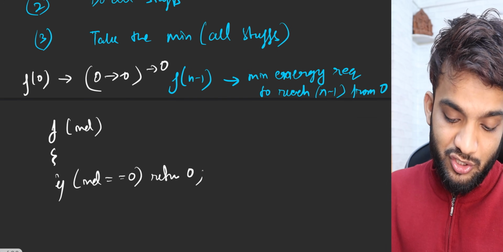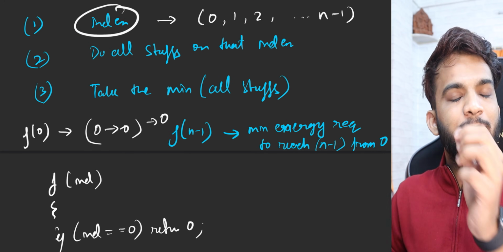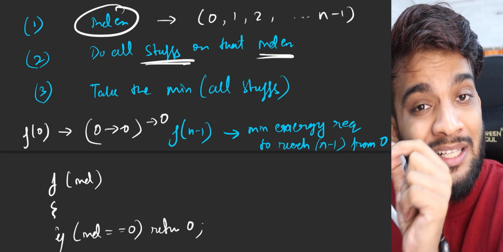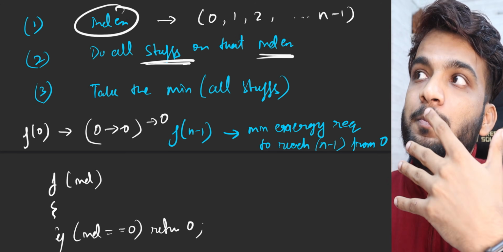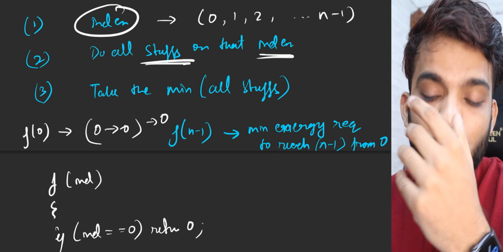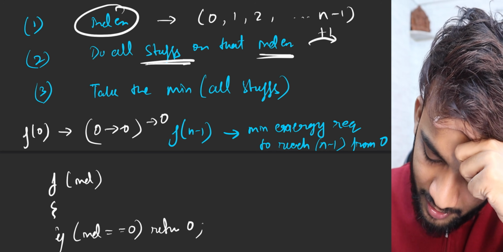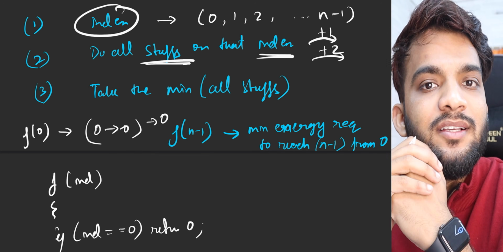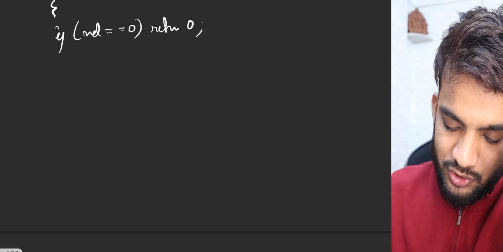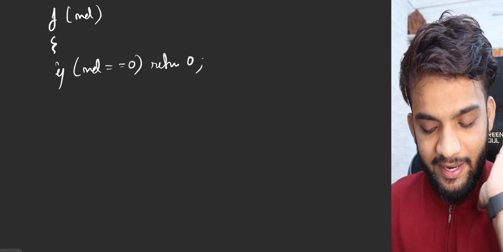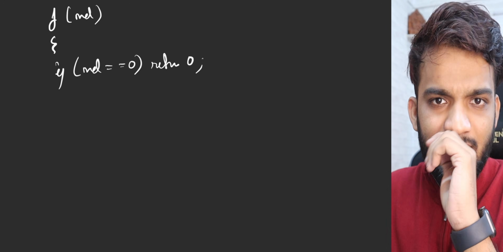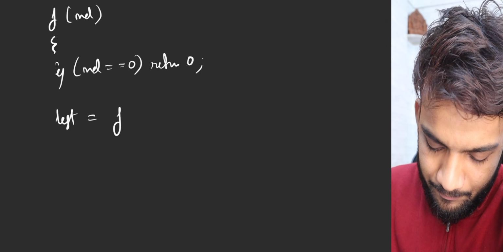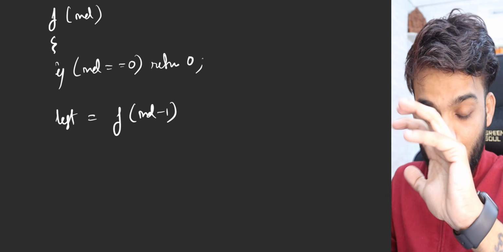Now, we have figured out what the index is. That will be the array index. Next thing is, do all stuffs on that index. Yes, do all stuffs on that index. Now what is the frog allowed to do? The frog is allowed to either jump +1 or jump +2. So why don't you do that? Do all stuffs on that index. So I will do all stuffs on that index. If I do a single jump, I can call it the left recursion. So the single jump will say f of index minus 1. I'm doing this.